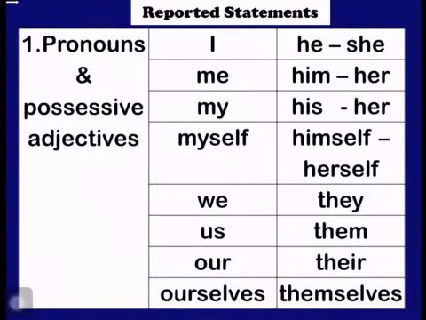First, we change the pronouns or the possessive adjectives. If I have I and the speaker is a male, we change it into he, and if the speaker is a female, we change it into she. Me changes into him or her. My changes into his or her. Myself changes into himself or herself. All this is according to the speaker. We changes into they, us changes into them, our changes into their, and ourselves changes into themselves. This is the first change for the reported statements.